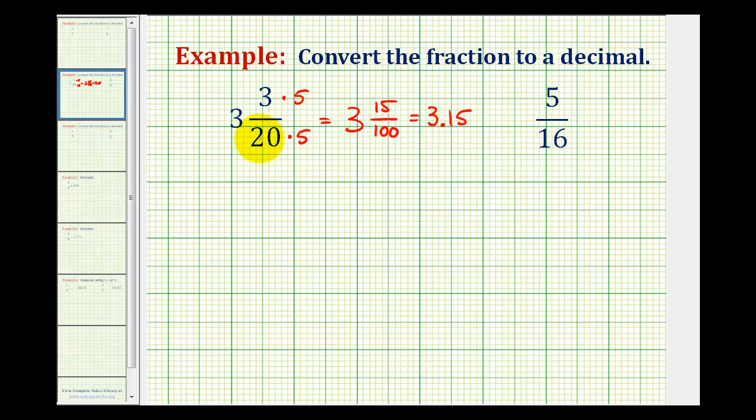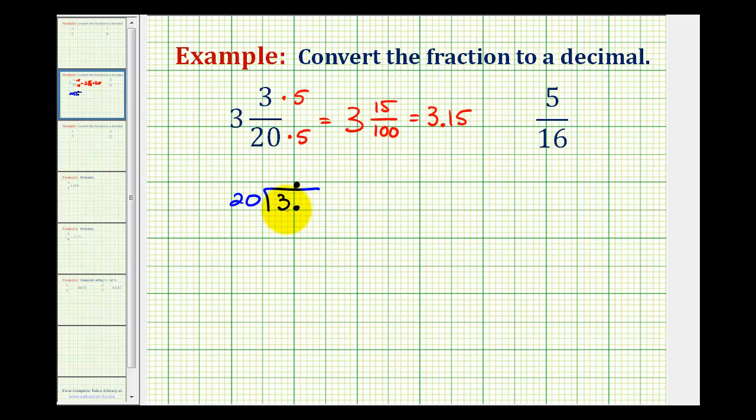If we didn't recognize this, what we'd first have to do is recognize it's going to be 3 point something, and then convert 3/20ths to a decimal by performing division. Since the fraction bar represents division, this would be 3 divided by 20. And now what we can do is put a decimal point to the right of 3, move it up into our quotient, and then add zeros to the right as needed without changing the value of 3.